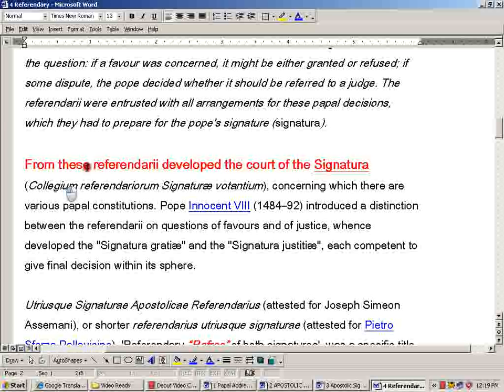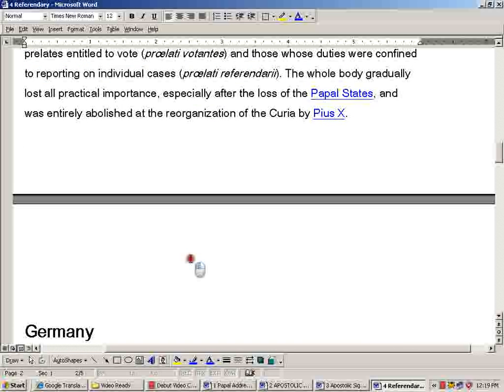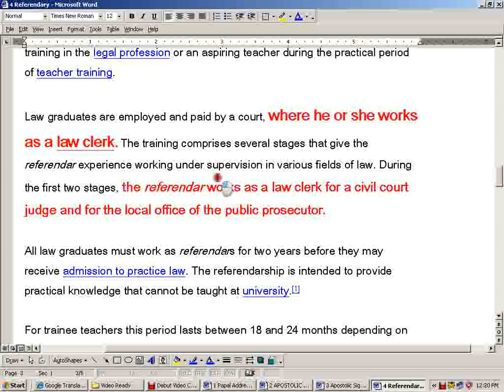From these referendaries developed the court of the Signatura. So the court of the Signatura sounds like all the chancellors. Referendary means referee. In Germany, a referendar is an individual undergoing a period of practical training in the legal profession, similar to teachers during the practical period of teacher training. Law graduates are employed and paid by a court where he or she works as a law clerk. So this is on the secular side, right? So there are referendaries that are actually law clerks.